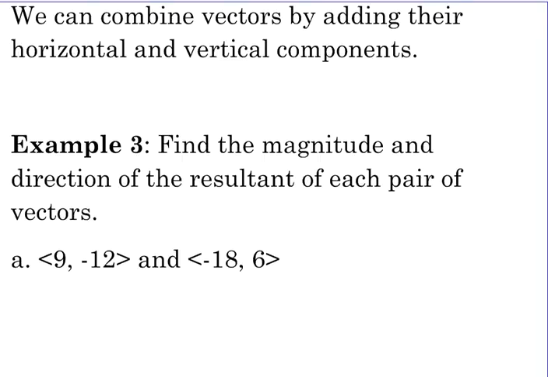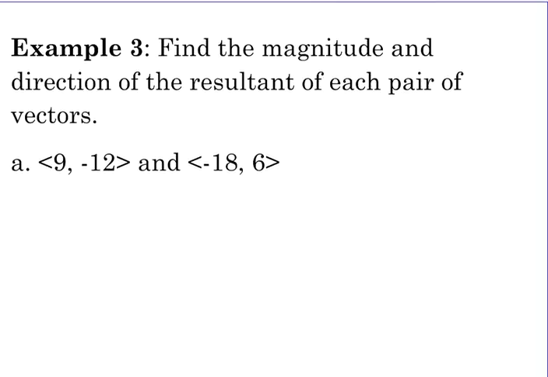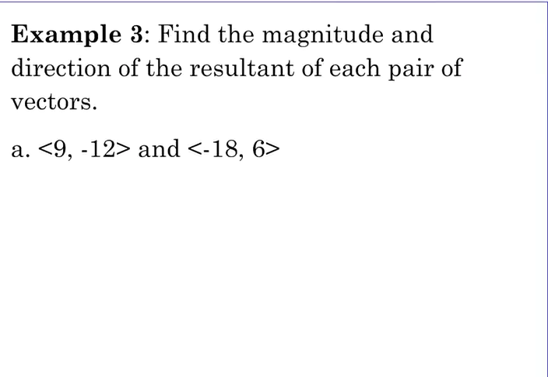This example already has the vectors in component form. We want to find the magnitude and direction of the resultant of each pair of vectors. So we're going to put these two vectors together and then find out what their result has as magnitude and direction. We are putting together a vector in the fourth quadrant and a vector in the second quadrant, based on positive and negative x and y values. That really has no bearing on the problem at this moment, but I just wanted to point that out.